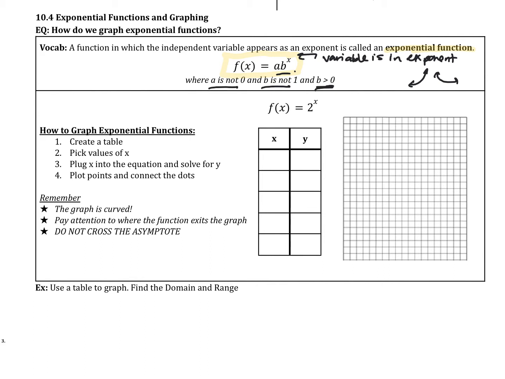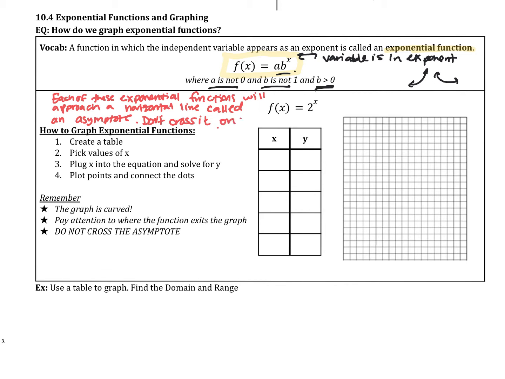A couple of other things to consider when we are graphing is that each of these exponential functions will approach a horizontal line called an asymptote, and we need to make sure that we don't cross it. We also need to make sure that it's on our graph when we are actually graphing it.